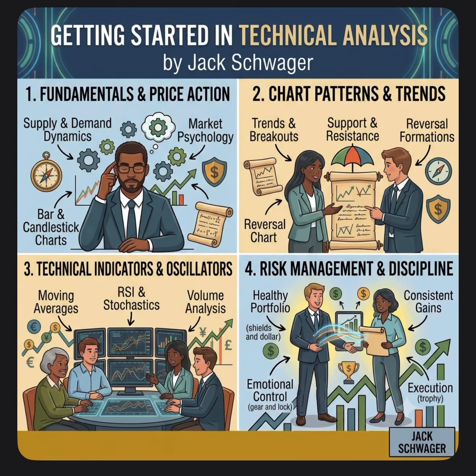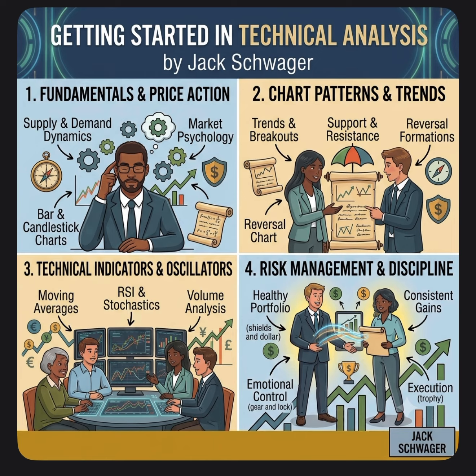Today we are exploring a fundamental masterwork for anyone looking to navigate the financial markets with clarity, discipline, and skill. We are diving into a detailed, story-driven breakdown of Getting Started in Technical Analysis by Jack Schwager. If you have ever opened a price chart and felt completely overwhelmed by all the squiggly lines, green and red bars, and confusing indicators, you are not alone.